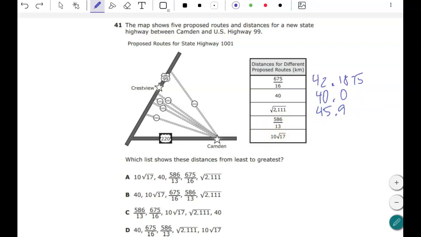Let's see, 9456. And then the next one, 586 over 13. So you're going to just put that in as 586 divided by 13 on your calculator. Comes out to 45.0769. Oh, wait, hold on. 07.